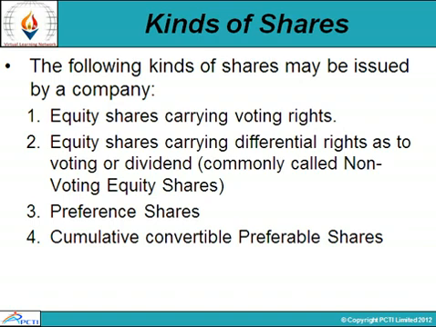Kinds of shares. The following kinds of shares may be issued by the company: First, equity shares carrying voting rights. Second, equity shares which carry differential right as to voting or dividend, that is commonly called non-voting equity shares. Third, preference shares, and fourth one is cumulative convertible preference shares.